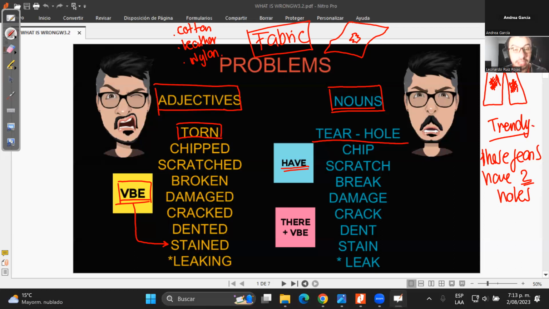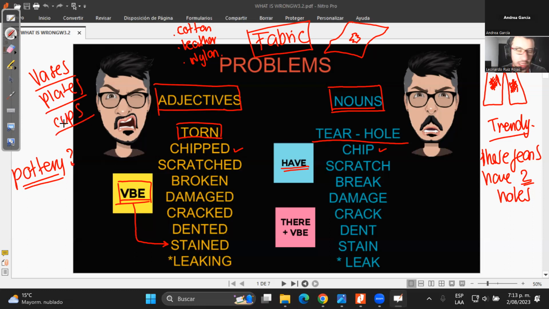Then we have chipped and chip. That's gonna be when we have a pottery. You know what is the meaning of pottery? Pottery, ¿qué será eso, pottery? I don't know, teacher. It's a material which is used to create, for example, plates, or to create, for example, vases. Vases are like floreros, or plates, or cups, right? Cups, like all of those are made of this material. This material is, in Spanish, I forgot, cerámica, right?